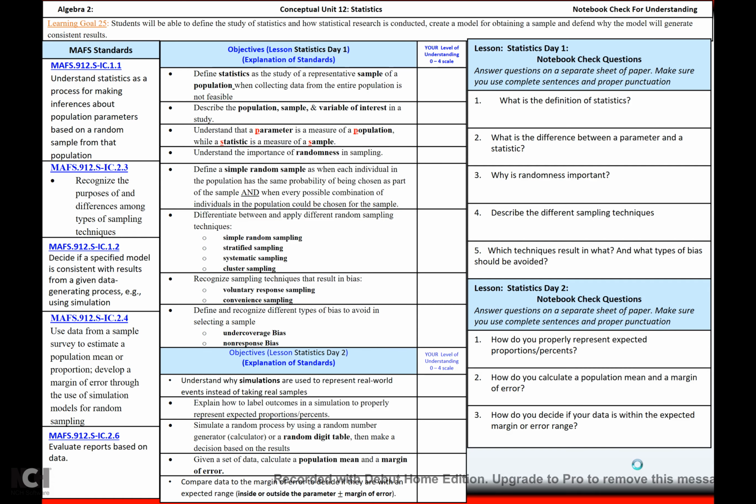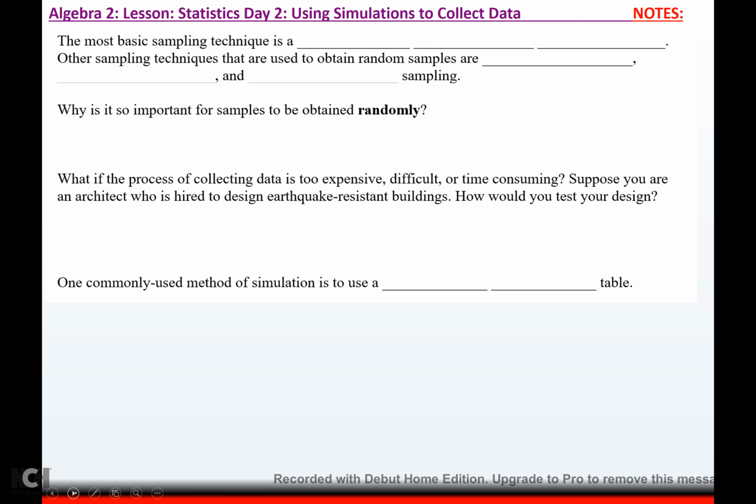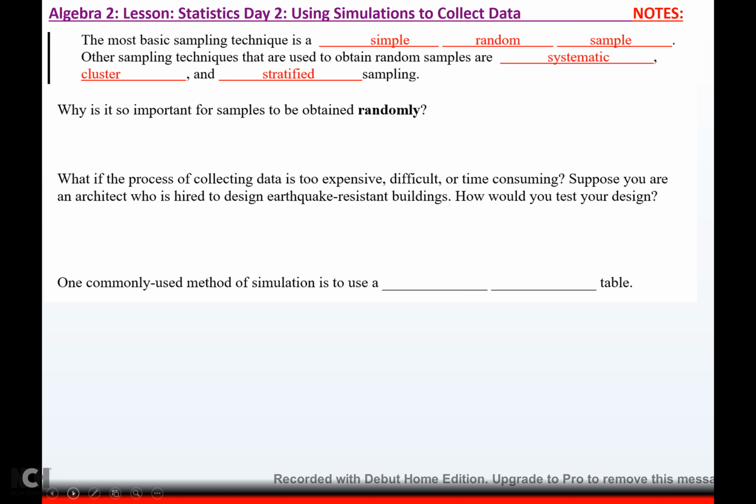Going to continue talking about statistics, and the most basic sampling technique is called a simple random sample. Other sampling techniques that are used to obtain random samples are systematic, cluster, and stratified sampling.